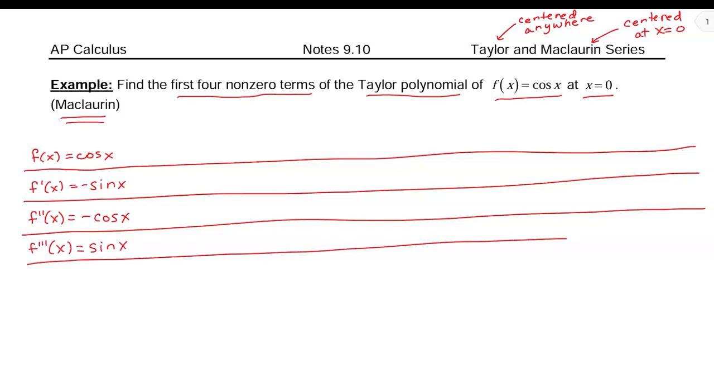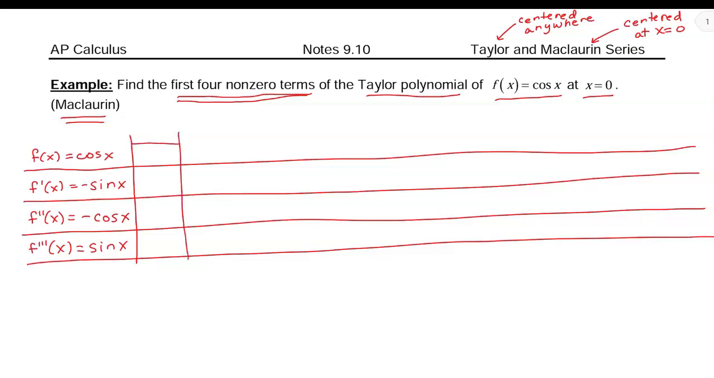So how many times do I have to take a derivative? Well, if the math problem tells you what degree of polynomial they want, that's how many derivatives you will take. This math problem does not tell us the degree. It tells us to find the first 4 non-zero terms. So I'm going to pause on taking derivatives for just a moment, and I'm going to evaluate the derivatives I have.